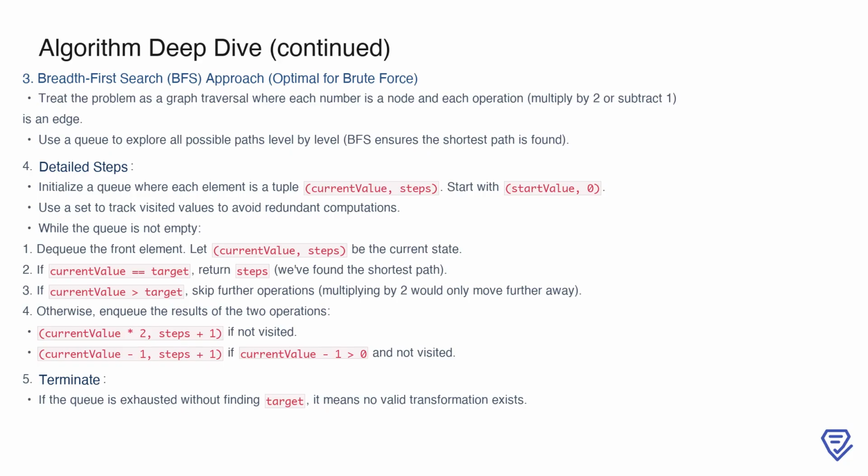If the current value matches the target, we immediately return the step count. If the current value exceeds the target, we skip further operations, as multiplying by 2 would only take us further away. For valid states, we enqueue the results of the 2 operations, doubling the value or subtracting 1, while ensuring they haven't been visited before. If we exhaust the queue without reaching the target, it means no valid transformation exists. This structured approach ensures we find the minimal number of steps efficiently.